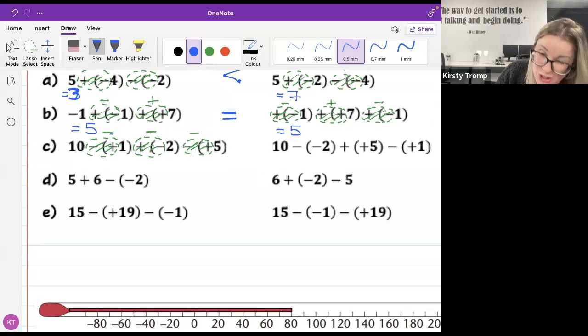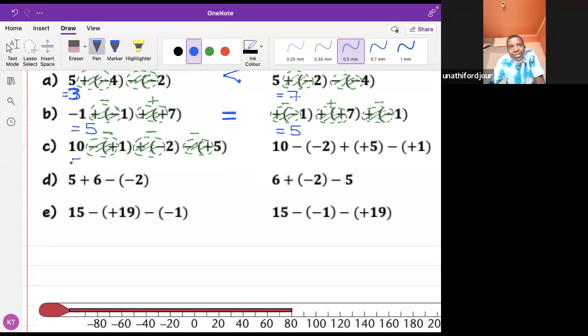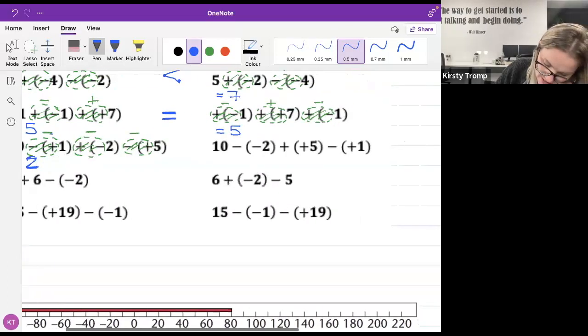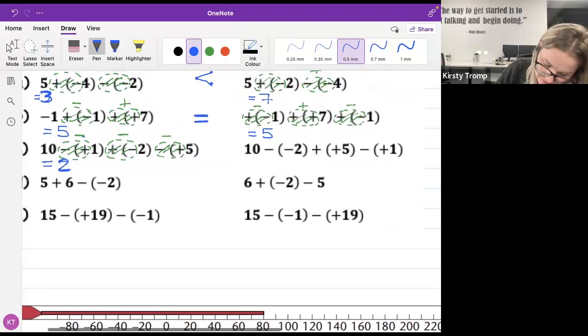9 minus 2, which is 7. And 7 minus 5, what did you get, Janati? 7 minus 5, it's 2. Good. So I got 2 that side as well. Well done. Nice. Okay, Unati, let's move to this side.